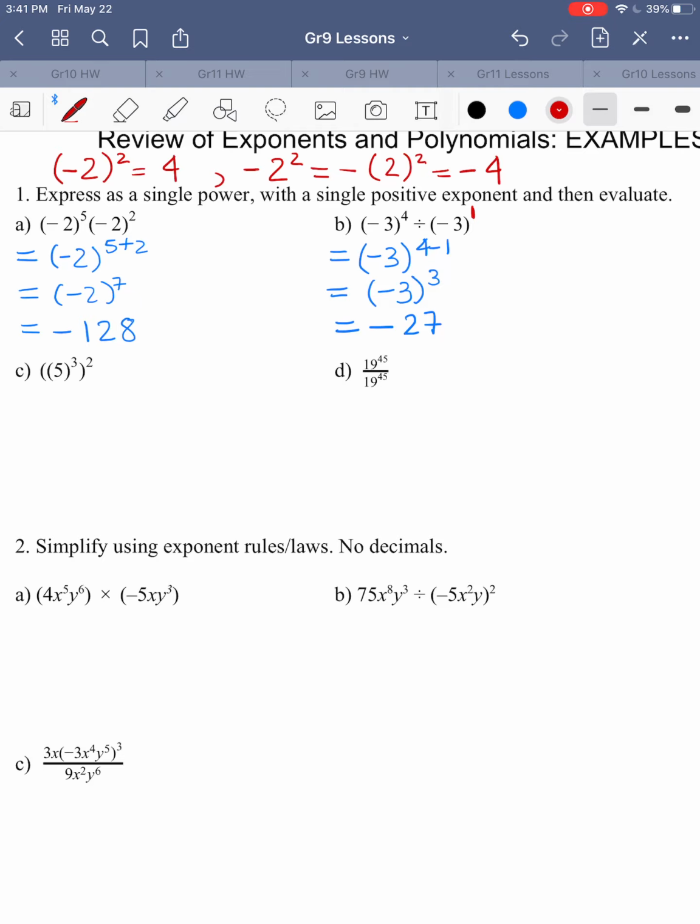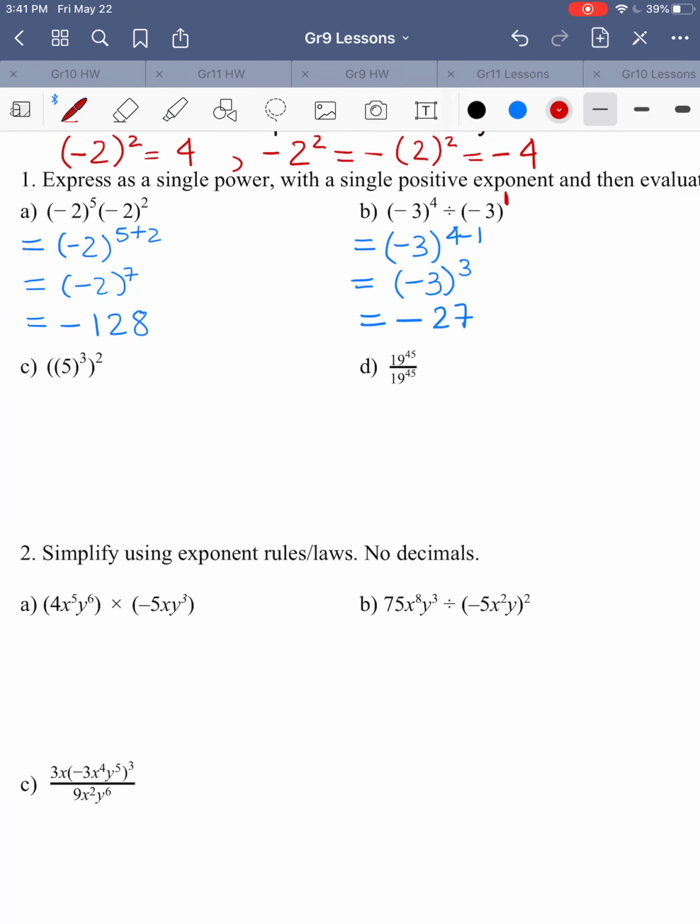Okay, let's move on to 1c. We have 5 to the power of 3, and then all that is to the power of 2. So you can see that there are multiple sets of brackets here. This is the power of a power rule. When we have a power of a power, or exponent of an exponent, we want to multiply our exponents together. So this is going to give us 5 to the power of 3 times 2. That gives us 5 to the power of 6. And now we're going to evaluate, and we get 15,625.